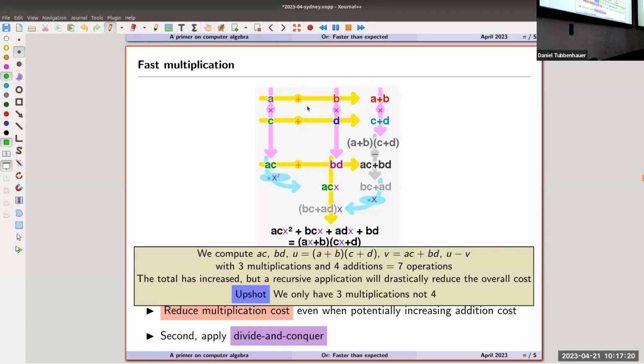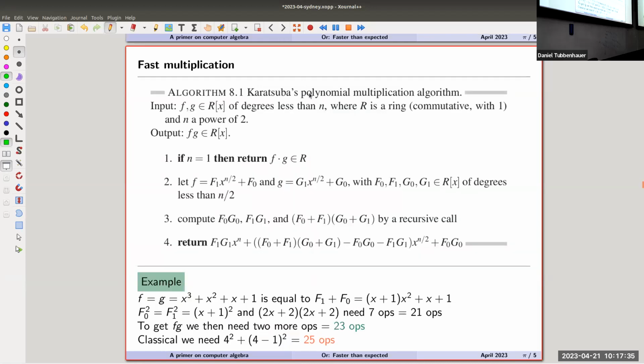So here I just said again what we did. We have 3 multiplications and 4 additions, so 7 operations. But the point is we have 3 multiplications compared to 4 multiplications before. Right? 3 to 4. And what we do is now the following.